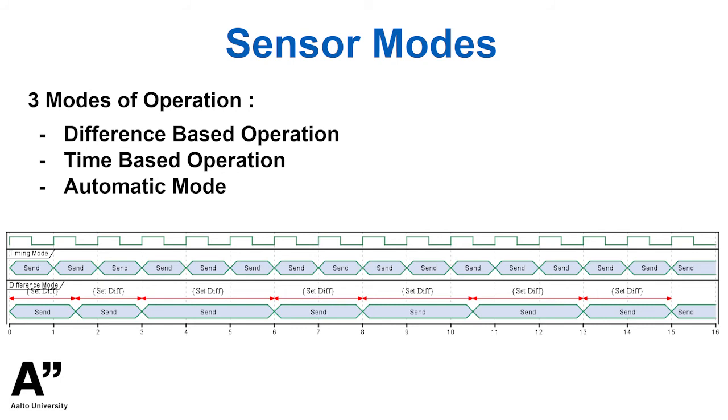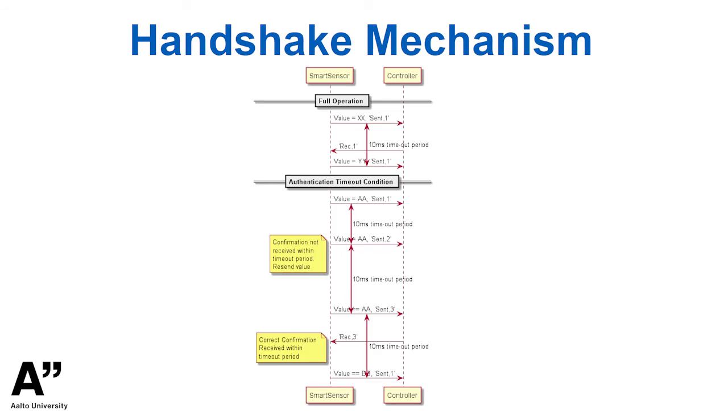The smart sensor has also been included with a handshake message verification system, wherein when the sensor sends out a value, it also sends a command stating that it has sent the value. Only when it receives a confirmation from the controller acknowledging its reception of the message does the smart sensor send a new value. If the smart sensor does not get a confirmation within the designated time period, it resends the same value, assuming that the controller did not receive the previous value.